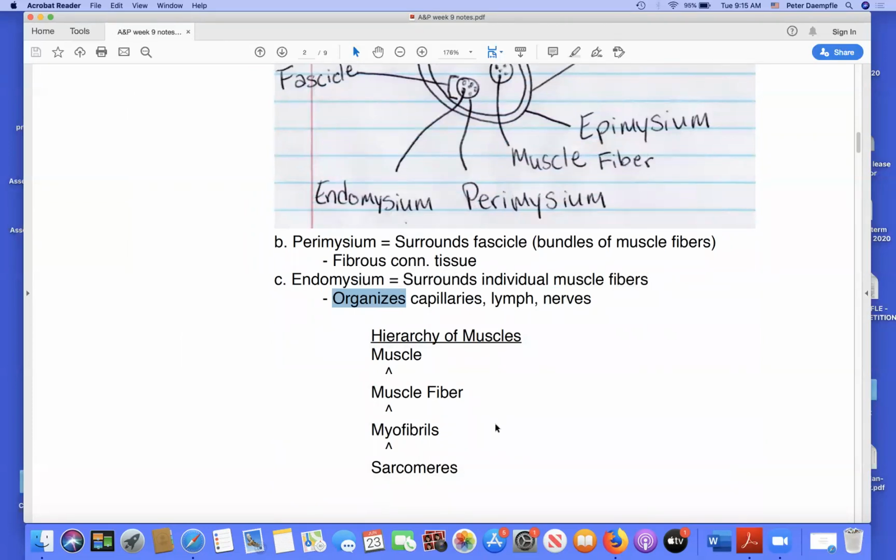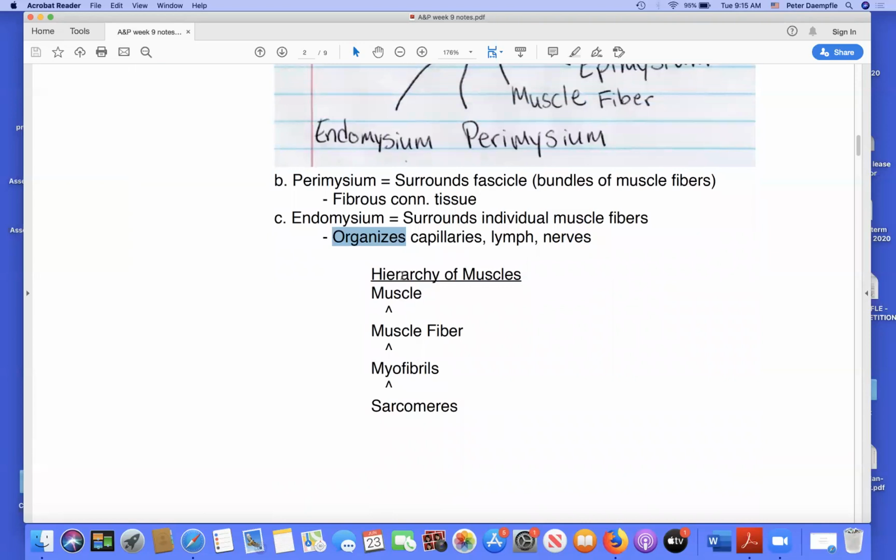I'll have a little hierarchy to help you remember what's bigger than what. A muscle is, of course, bigger than a muscle fiber. A muscle fiber is made up of myofibrils, and myofibrils are made up of sarcomeres. A lot of words, but I'm going to show you what the bottom two words are in a moment. I want to stop for a minute and see if you have any questions.